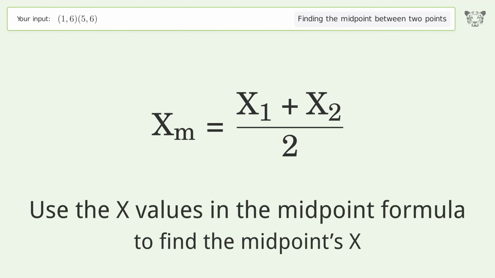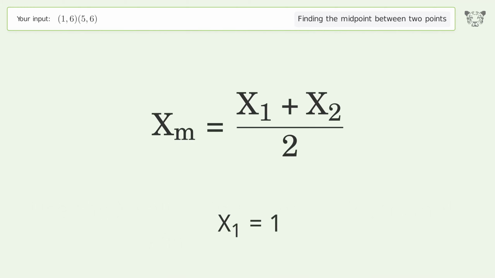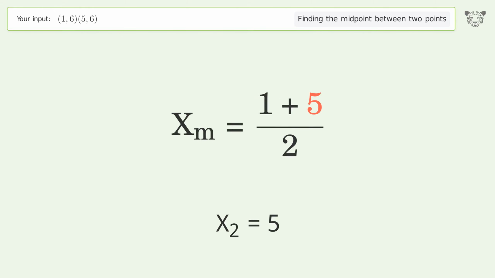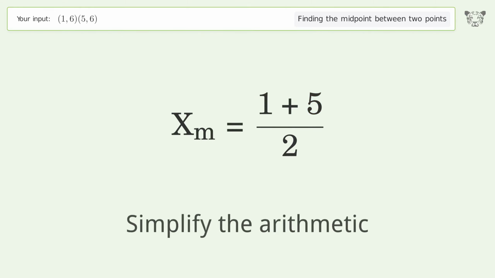Use the x values in the midpoint formula to find the midpoints x. x1 equals 1. x2 equals 5. Simplify the arithmetic.